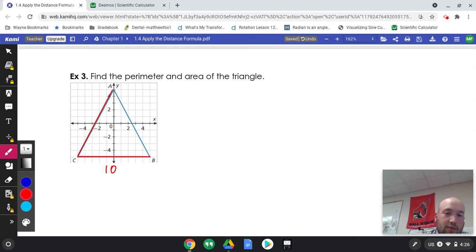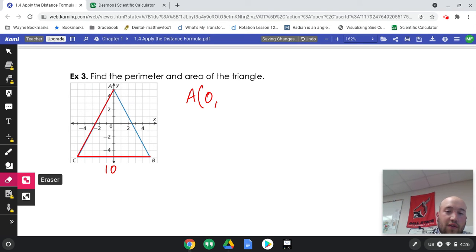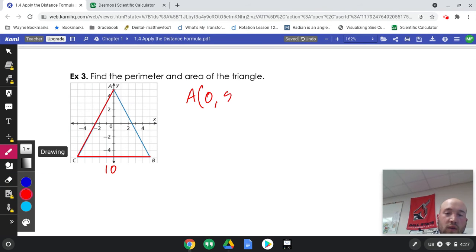So from C to A here, let's start. A is at the point 0, negative 5. Or sorry, not 0, negative 5, 0, 5. If you're not sure how I got that, it's left and right 0. It's up 5. Then C is at left 5, down 5. So negative 5, negative 5.